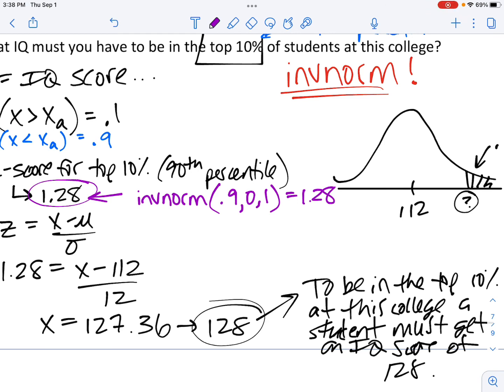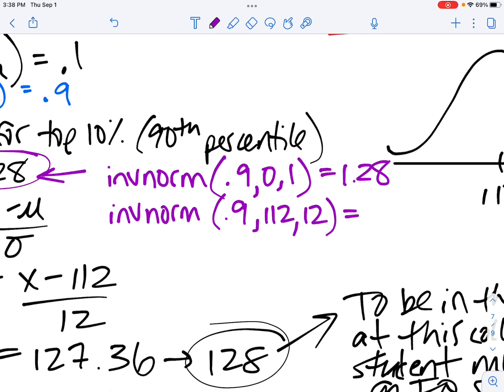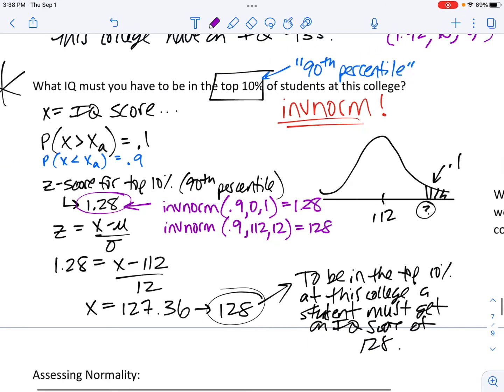Fun fact, if this were a multiple choice question, you can also do IQ scores. You're still top 10% is still 0.9, but if you want to put in IQ scores, you would put 112 and 12, and it would give you the answer of 128. Fun fact. I want you to know how to use your calculator as a tool and as a resource.